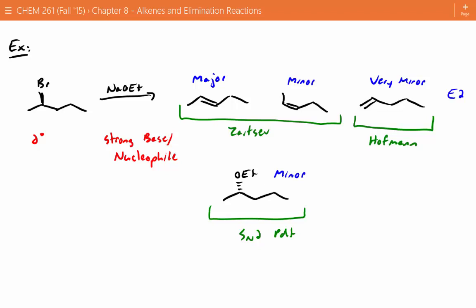So is the SN2 product less minor than the Hofmann? That's really hard to know without having experimental results. We could predict our major products, but comparing the minor products becomes really tricky. Okay. Yeah, that's a good question.